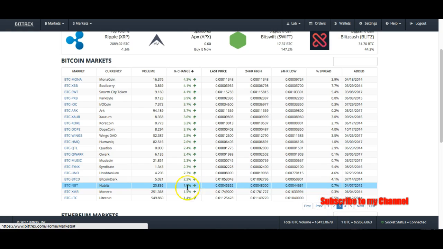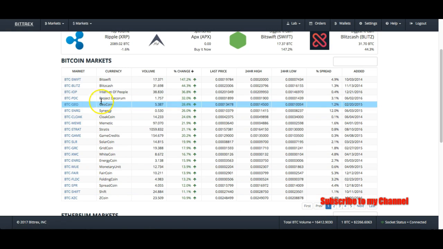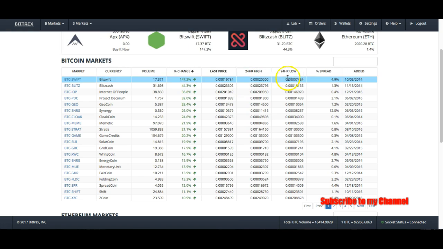And you can actually go through all of these if you want. I like to keep myself on the first page, and look at these numbers of the 24-hour low and the last price. So as you can see here, 74.34, and then it went up to 19,000. So B-Swift has a huge gain in the past 24 hours.